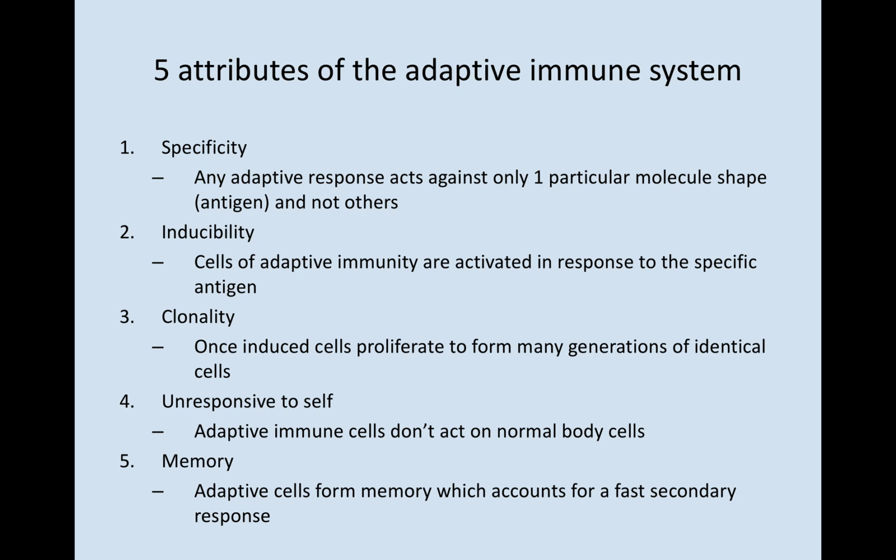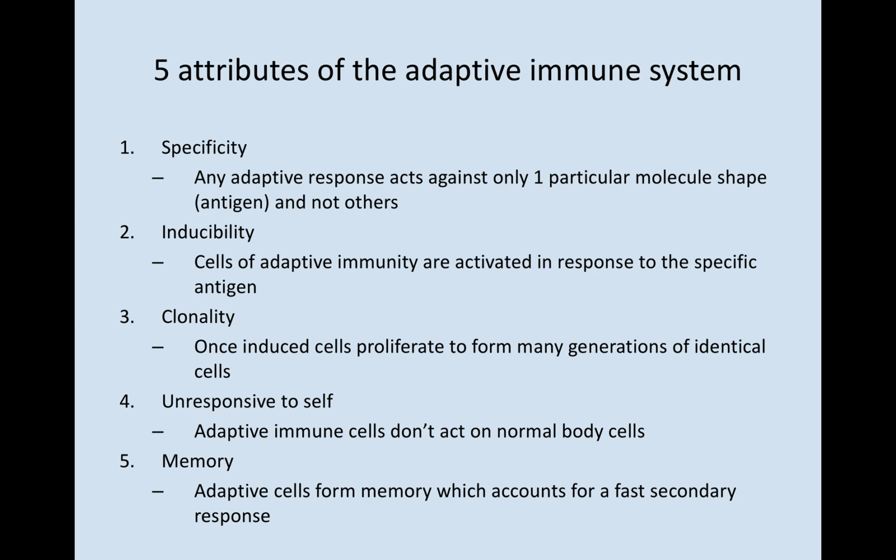Inducibility, so these cells of the adaptive immune system are activated in response to the specific antigen. Clonality: once the cells are induced, they proliferate, so they reproduce for many generations, and you get a lot of identical cells. Unresponsive to self, which is when our adaptive immune cells act on foreign antigens and they do not act on our own normal body cells.